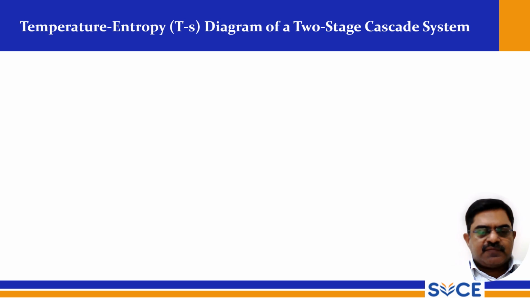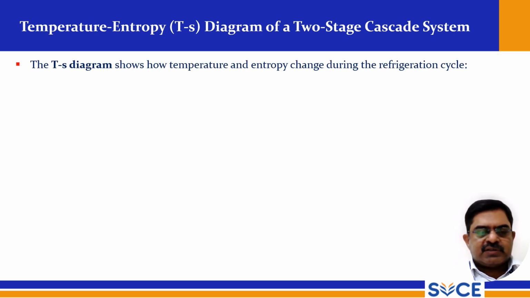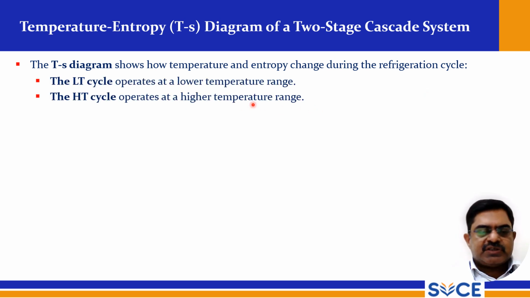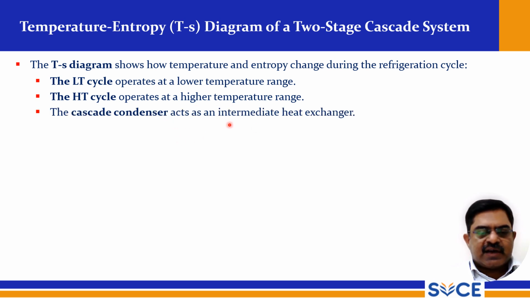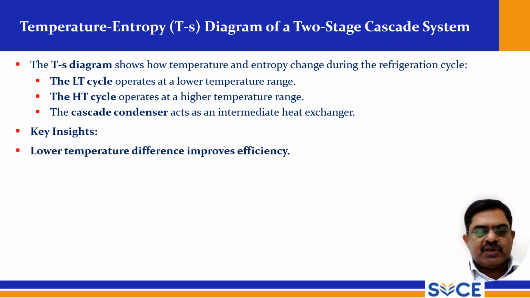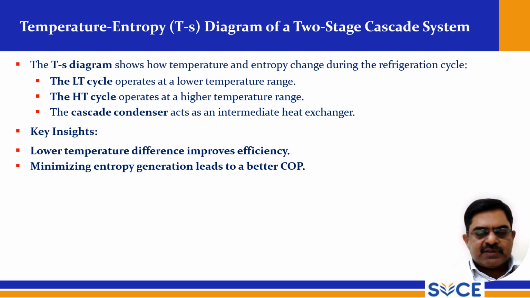So this is the temperature entropy diagram of the two stage cascade system, and this TS diagram shows how temperature and entropy change during the refrigeration cycle. The LT cycle operates at a low temperature range, the HT cycle operates at a high temperature range. The cascade condenser acts as an intermediate heat exchanger. And key insights, if you see here, the low temperature difference improves efficiency, and minimizing entropy generation leads to better COP.